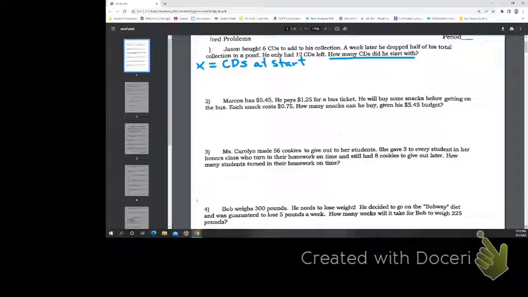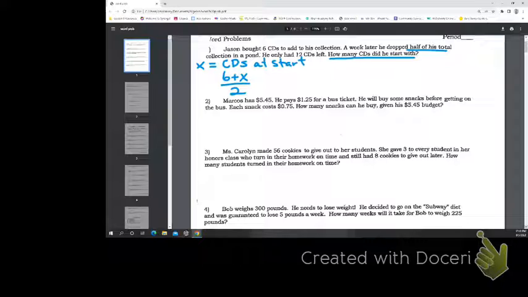Now I'm going to go through the rest and write my equation. So Jason bought 6 CDs to add to his collection. Well, his collection would have been X, how many he started with. So I can say 6 plus X. And then, a week later, he dropped half of his total collection. So we want to divide it all by 2. The whole thing, not just the X, because he's dropping half of the originals and half of the new ones.